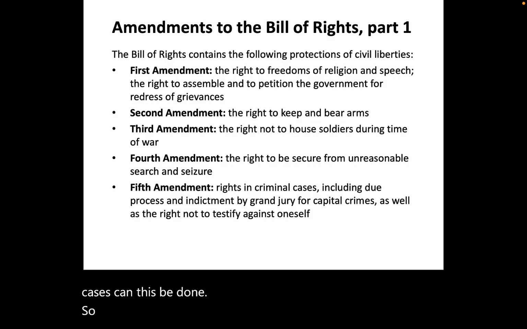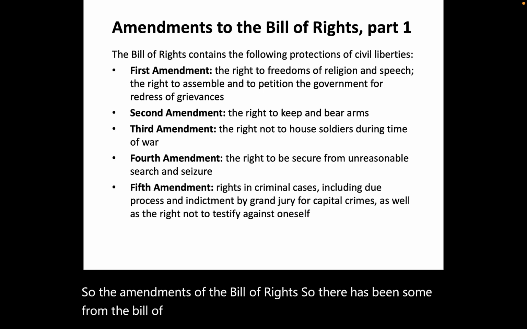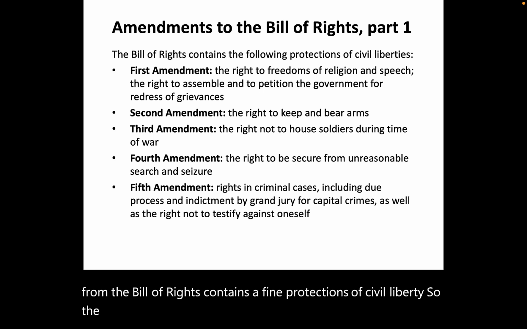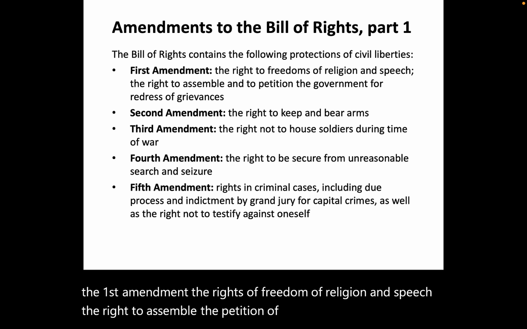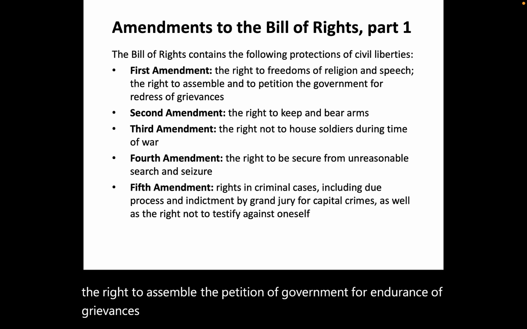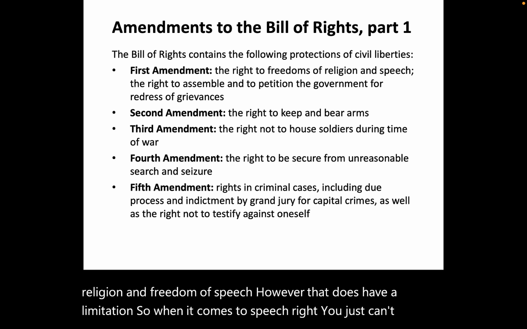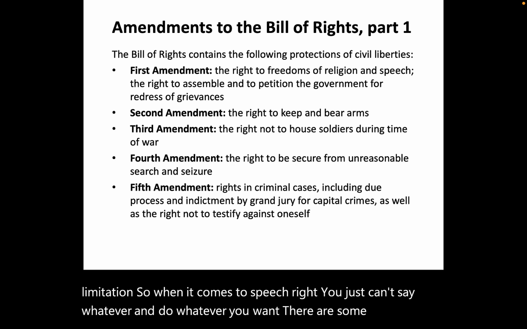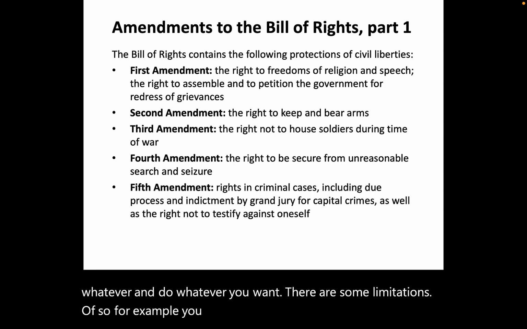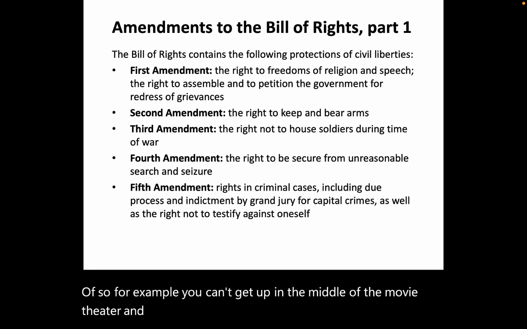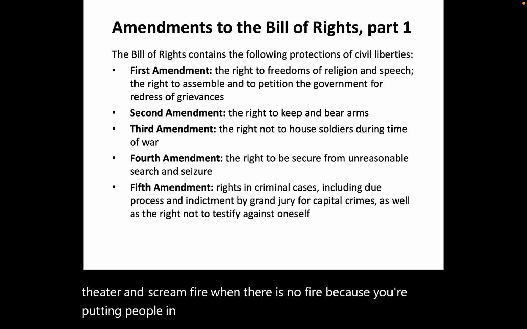Now, the amendments in the Bill of Rights. The Bill of Rights contains the following protections of civil liberty. The First Amendment: the right to freedom of religion and speech, the right to assemble, and to petition the government for redress of grievances. Under the First Amendment, we do have freedom of religion and freedom of speech. However, that does have limitations. When it comes to speech, you just can't say and do whatever you want. For example, you can't get up in the middle of a movie theater and scream fire when there is no fire, because you're putting people in danger, and that's going to get you in trouble.